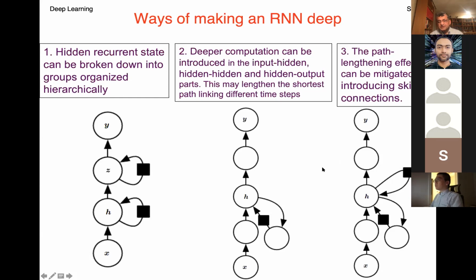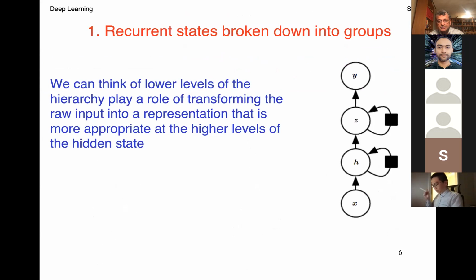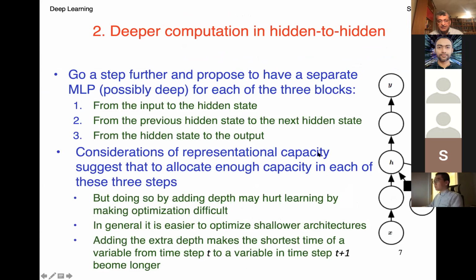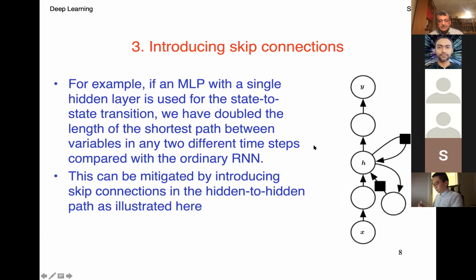One of the dangers here is that when you introduce more and more depth levels, the training becomes that much harder. The backprop, BPTT, is going to encounter many more paths, along with all these practical issues like exploding gradients or the vanishing gradient problem. So this takes up each of them: recurrent states broken down into groups, deeper computation in hidden, and introducing skip connections. The skip connection, the hidden to hidden path, is something I think methods like ResNet and the practical methods that many of you would have used already use some of these ideas.